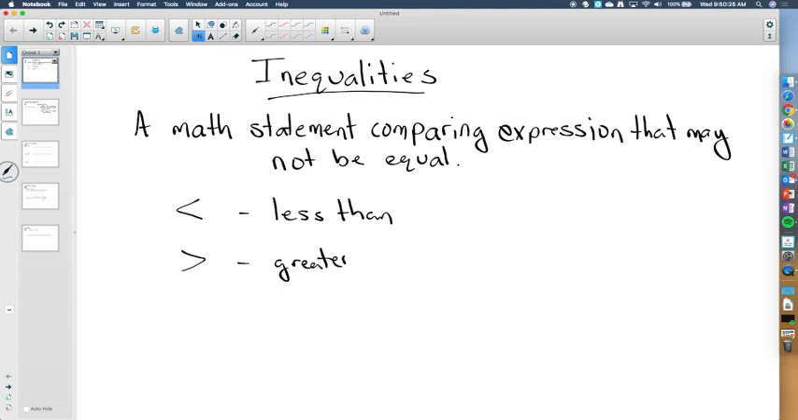Now, even though it sounds really corny, it actually does still work. You can think of your less than and greater than symbols as the mouth of an alligator, and whichever side the alligator is eating is your larger number. And as cheesy as that sounds, it does still continue to work. It's really nice. If you can't remember the exact symbol, then at least you can do that.